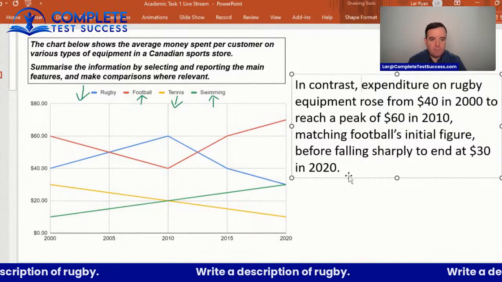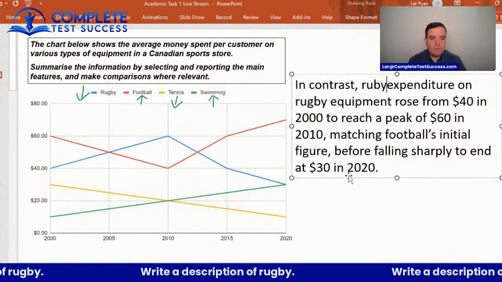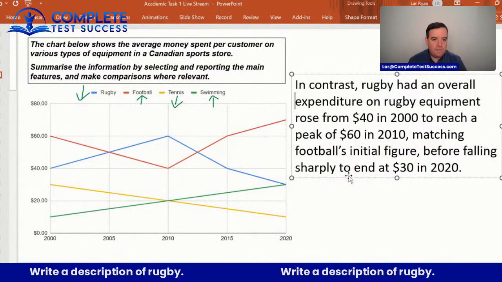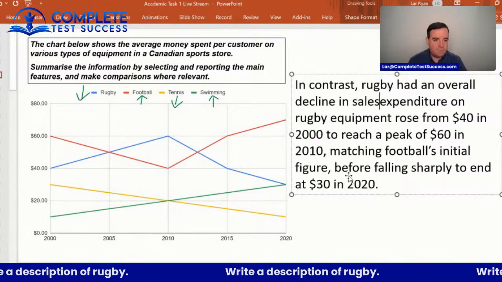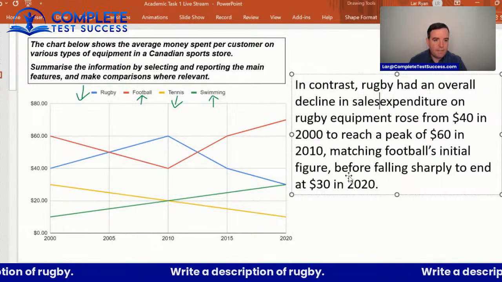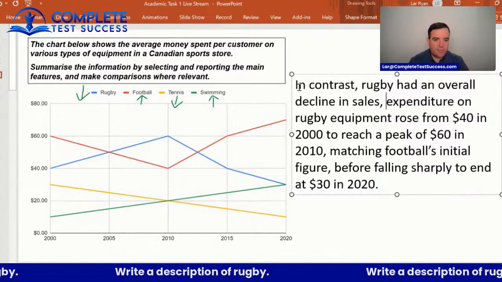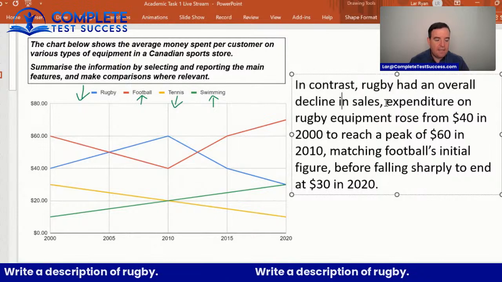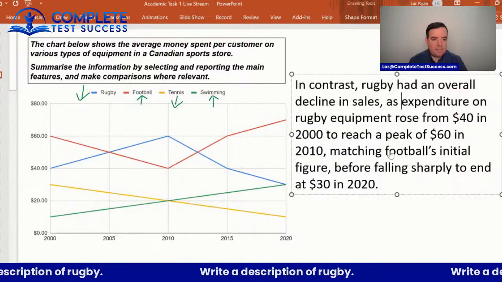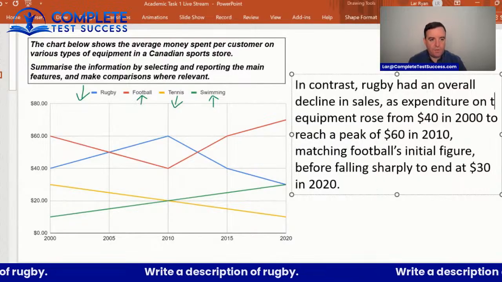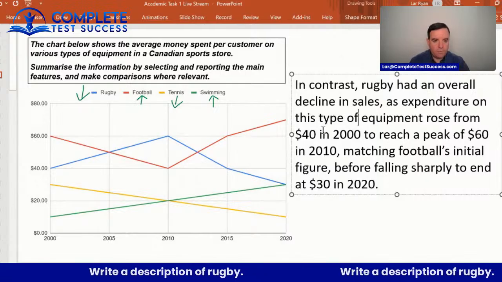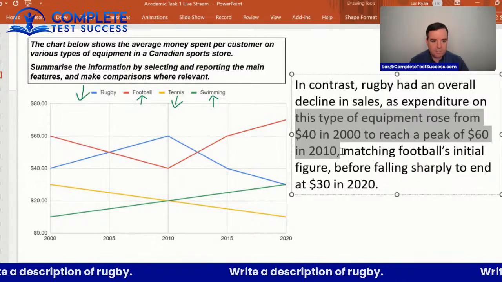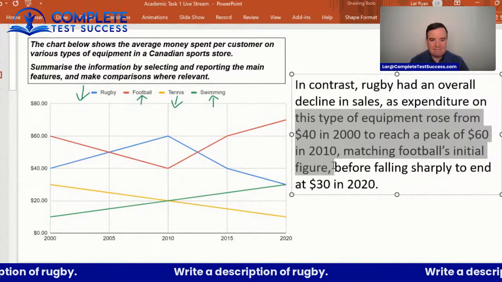So in contrast, maybe like rugby had an overall decline in sales. Just to make it clear, what is the contrast first, because we said in contrast, and then we have to say what are we contrasting? It's the fact that this one declined. As expenditure on this type of equipment rose from $40 in 2000 to reach a peak of $60 in 2010. Yes, and this is a peak this time, so 40 to 60. Good. Matching football's initial figure.